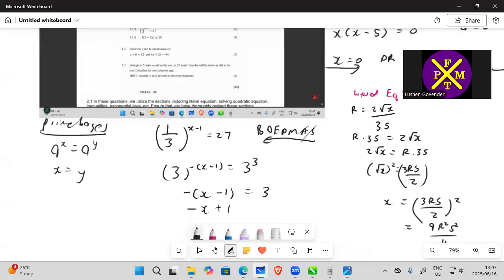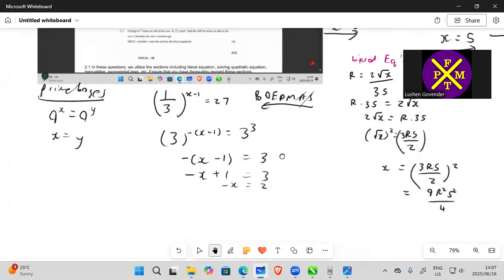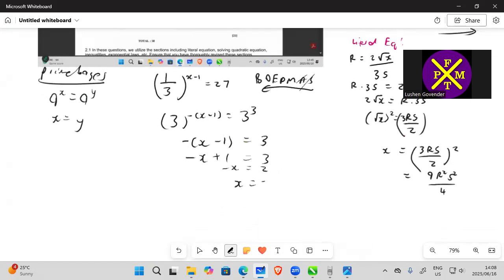Minus x plus 1 is equal to 3. Minus x is equal to 2. X is equal to minus 2. And done. As simple as that.